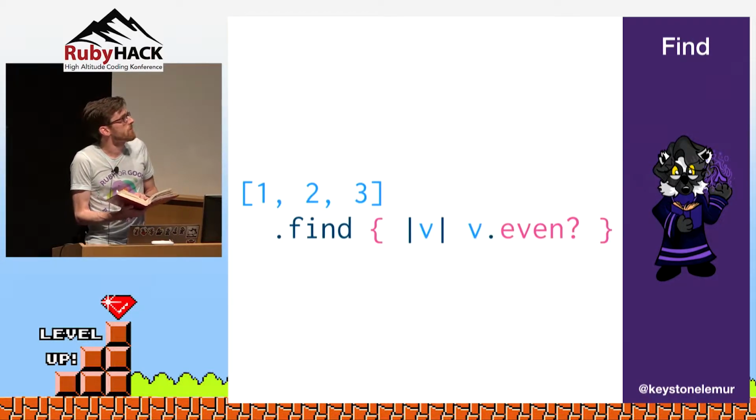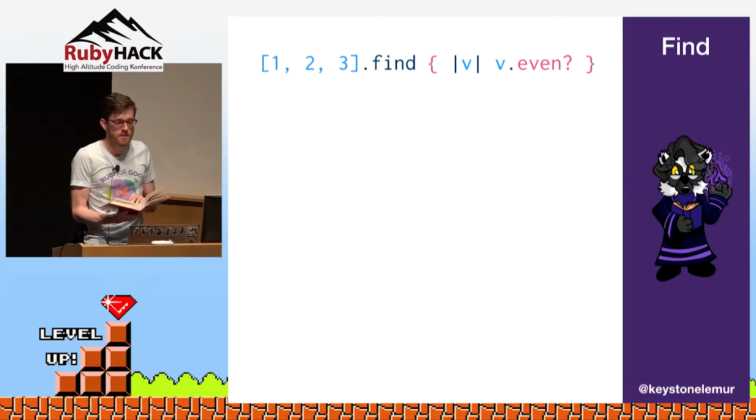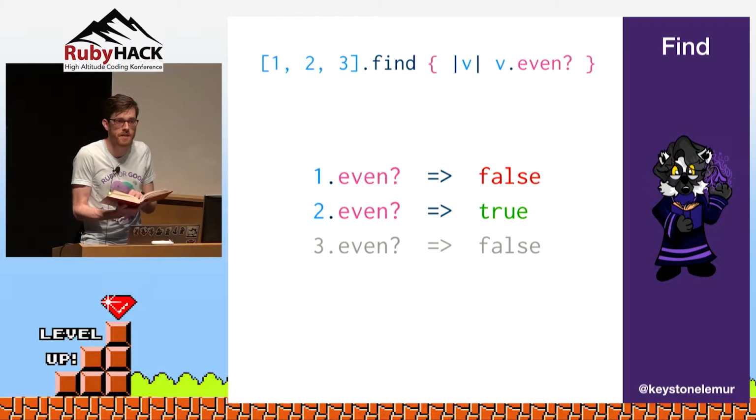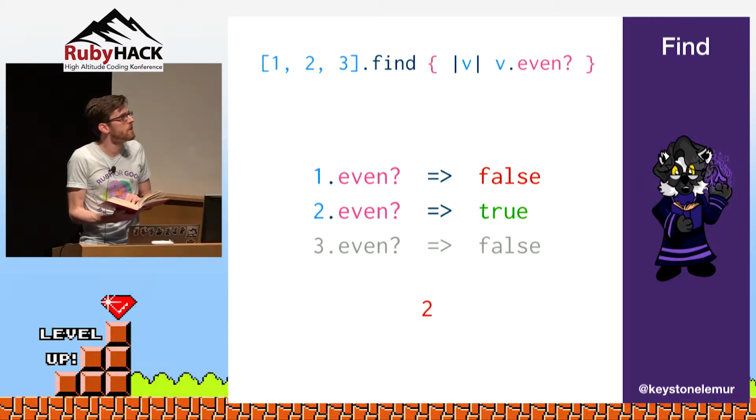So as I mentioned before, find works by taking a function and trying to find out what the element is that happens to be even. So in the case of 1, it is not even, so we go on to 2. And since it is even, that is the number we return, so we don't even bother to check 3. So this was a very, very strange function.